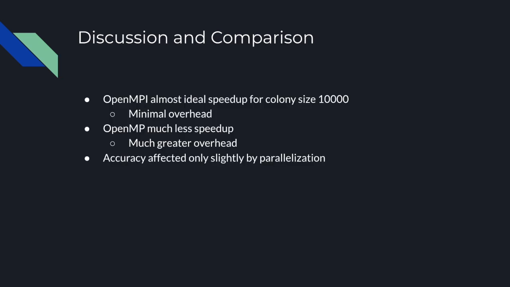In conclusion, the OpenMPI implementation offered the best speedup since it had minimal overhead in our application. We were able to achieve almost perfect speedup with only minimal loss to accuracy.